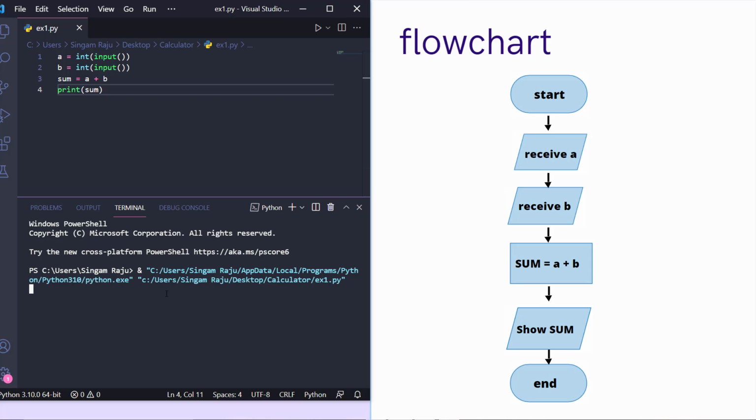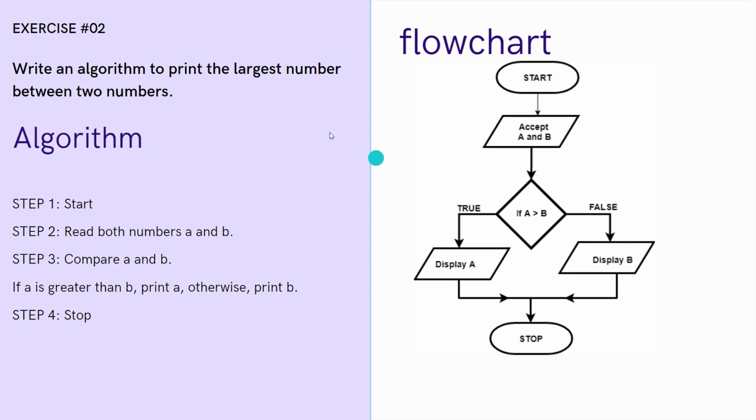I'm gonna give 1, 2, 3. That's it. The output is 3. Pretty simple. Now let's go to the next algorithm, and this is: write an algorithm to print the largest between two numbers.